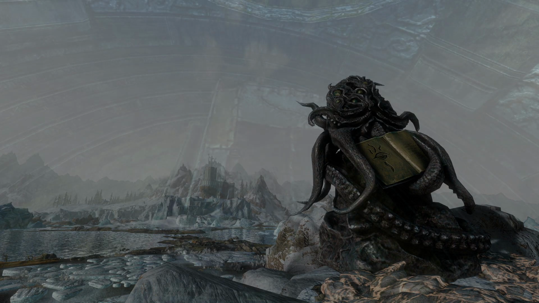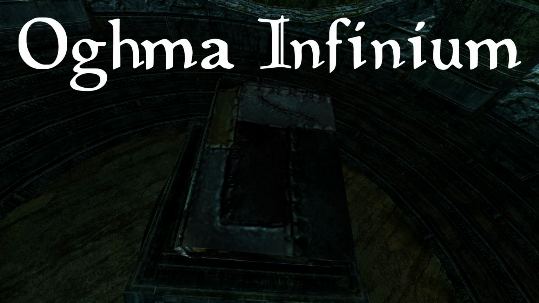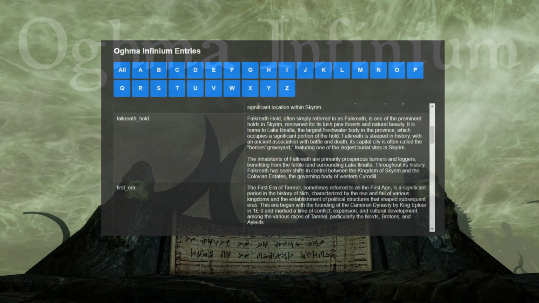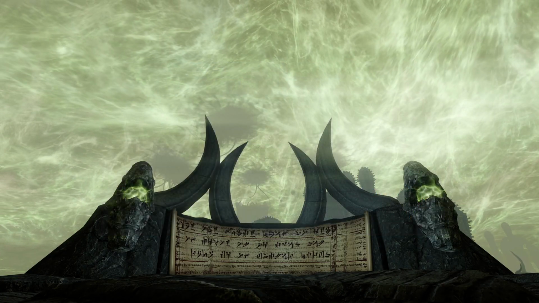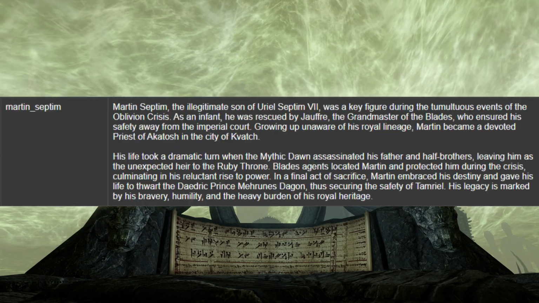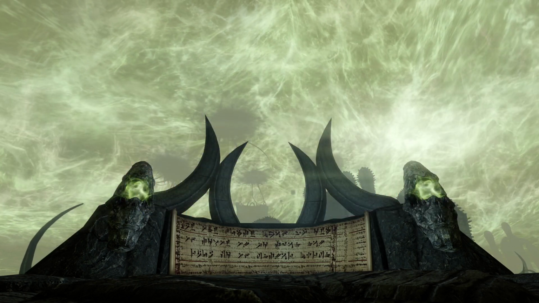We just have to use a Daedric artifact. Welcome to the Oghma Infinium. The Oghma Infinium is a Tamrielic database within the Kim server. It contains a whole heap of articles about events, locations, characters, gods, and metaphysical concepts of the Tamrielic universe.